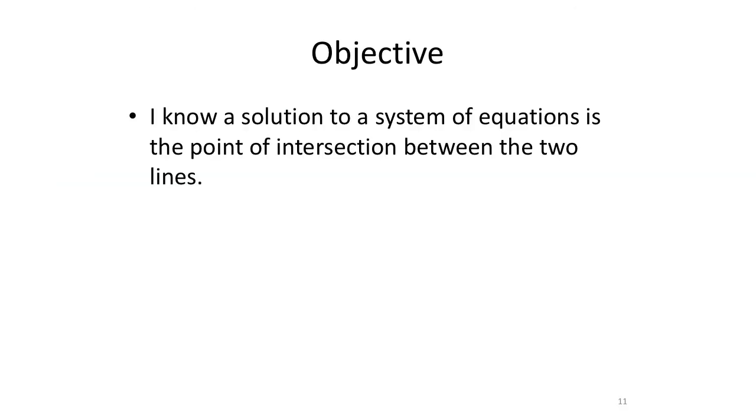That's our objective. A solution to a system of equations is the point of intersection between the two lines. Of course, we saw an example that had no intersection, so the two lines were parallel, in which case there was no solution. Or we saw in that last example where the two lines were the same line, which means they have infinite solutions.